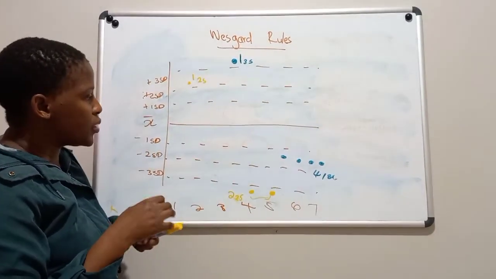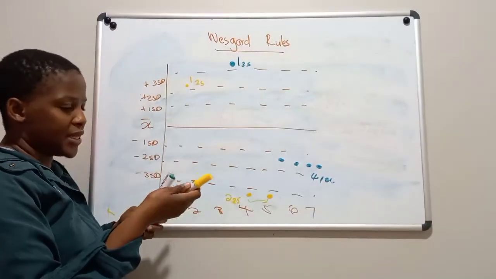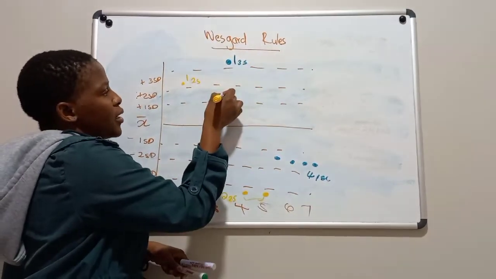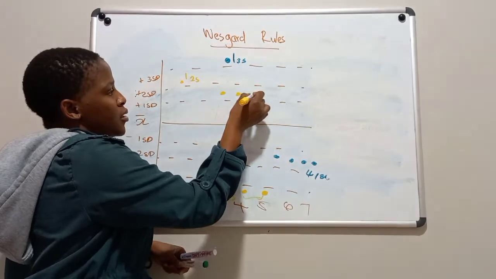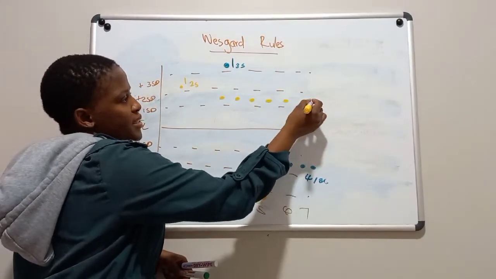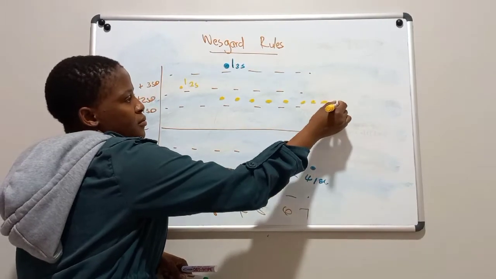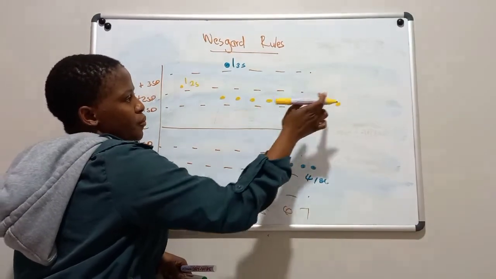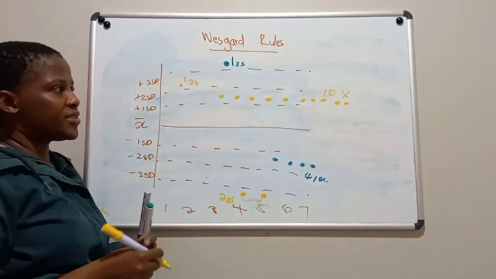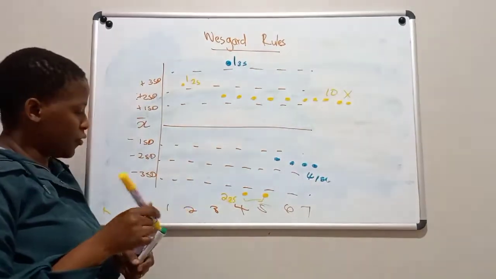And then the other rule that we learned about is the 10x rule. It's when you have 10 consecutive points on the same side of the mean. So I'm just going to put them here. So this is your 10x, you have 10 points on the same side of the mean.